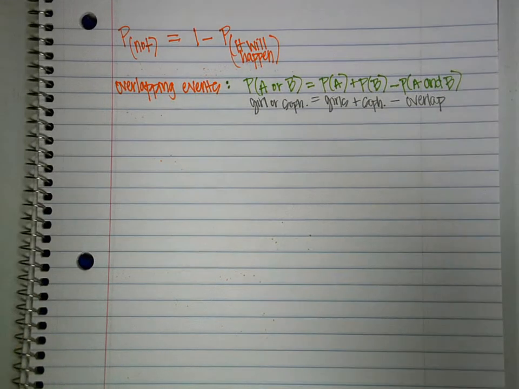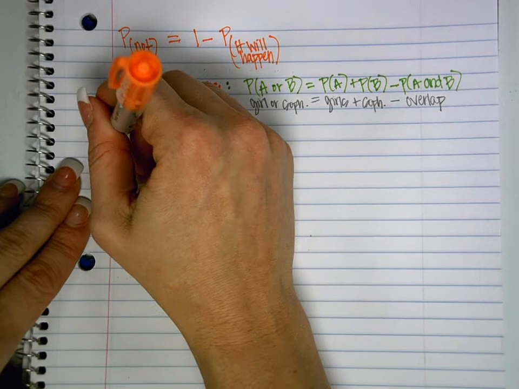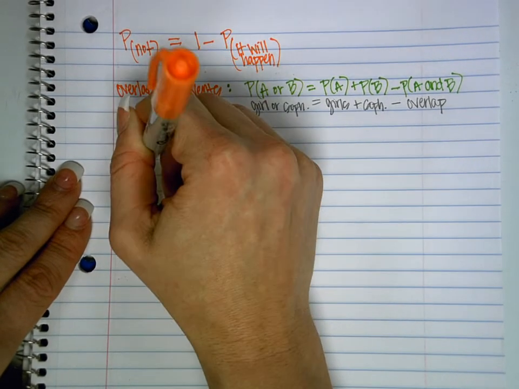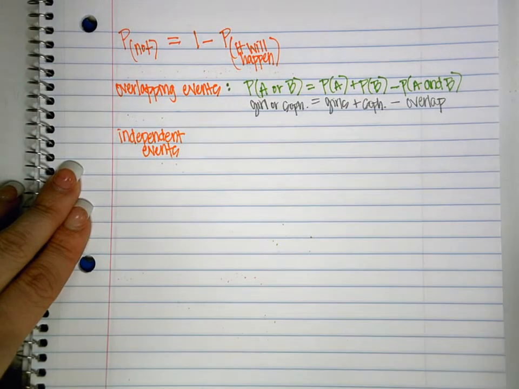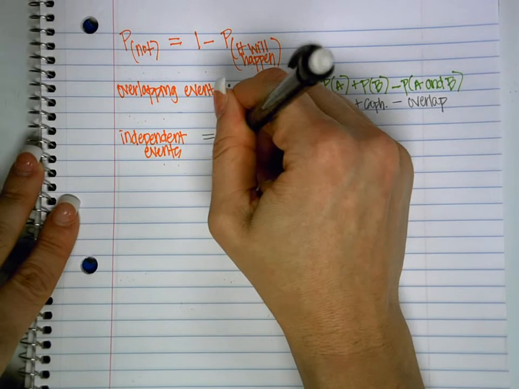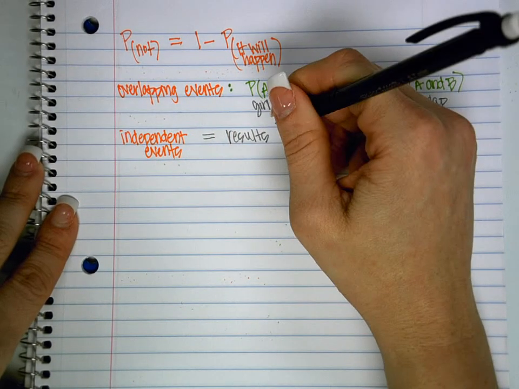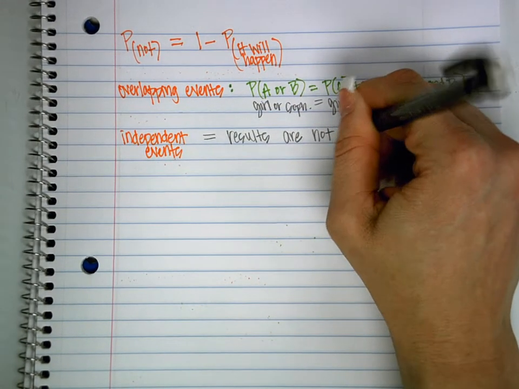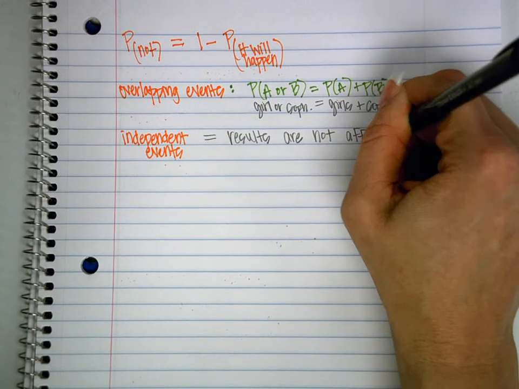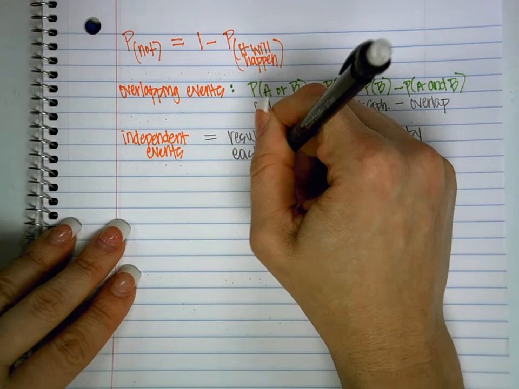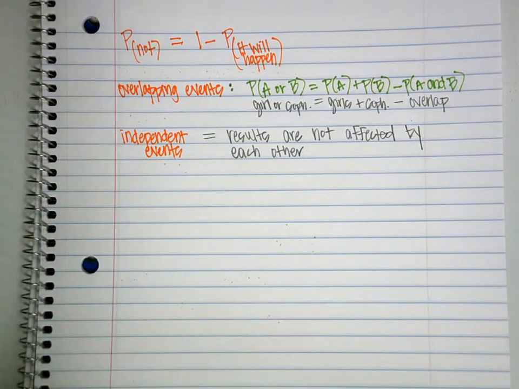Okay, next thing we learned about was independent versus dependent events. Independent events. Something is said to be an independent event if the results are not affected by each other. So if the probability of one thing is not affected by the other.